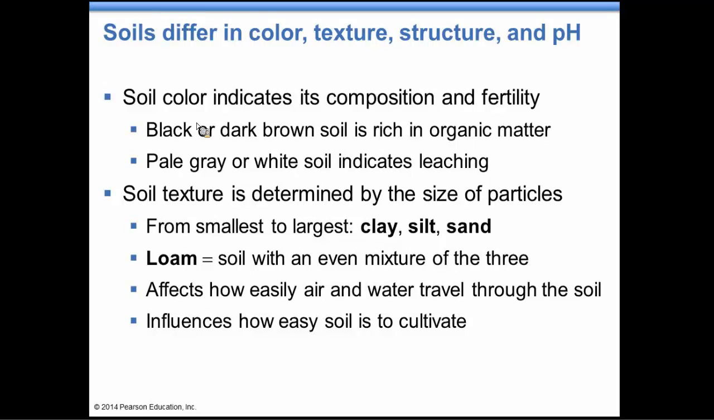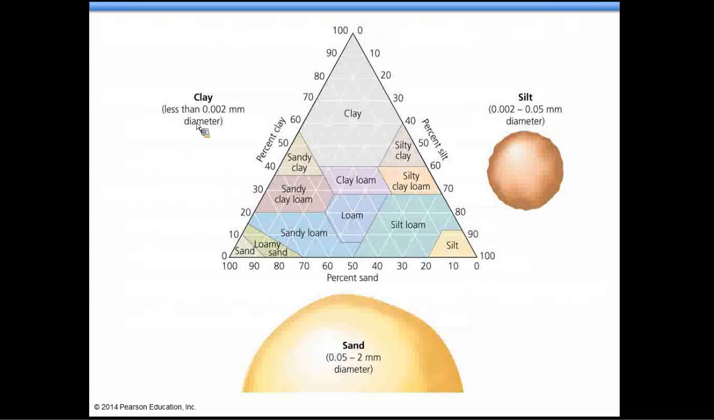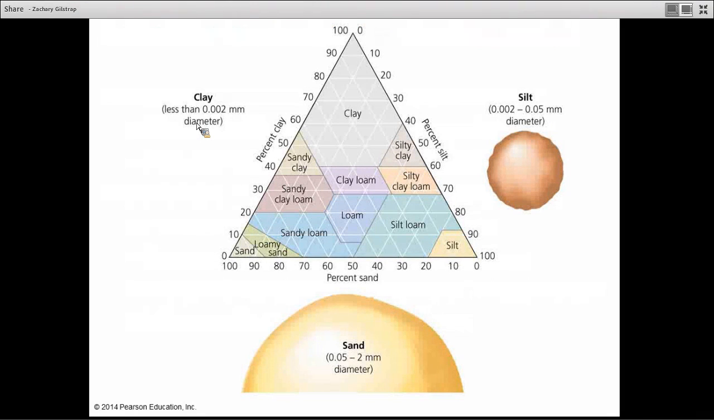Soil with an even mixture of the three particle sizes is then known as loam, and soil structure is a measure of the clumpiness of soils. Plants can die in soils that are too acidic or alkaline, so soils of intermediate pH values are best. So this is how soils are classified. It's by the proportion of the clay, sand, and silt particles.